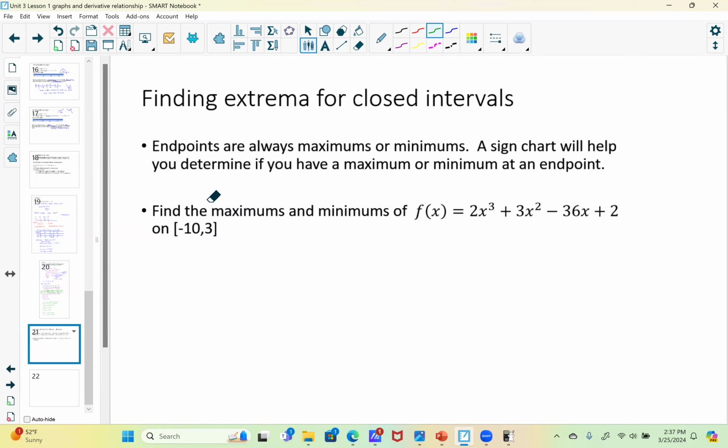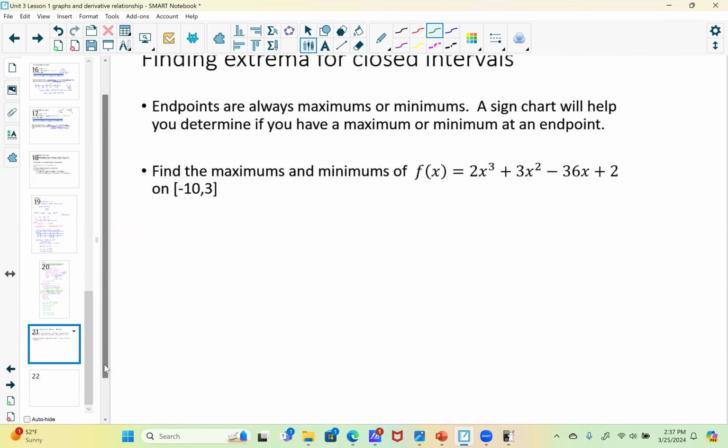And a sign chart will help you determine if you have a max or the min at the endpoint. So you have to include your max and mins on your sign chart if they give you a domain. It will look something like this. Find the maximum and minimums of f of x equals this function on -10, 3. So this is my domain, and I'm starting at -10 and I'm ending at 3. So x equals -10 will either be a max or min, and x equals 3 will either be a max or min, and I need to include those.